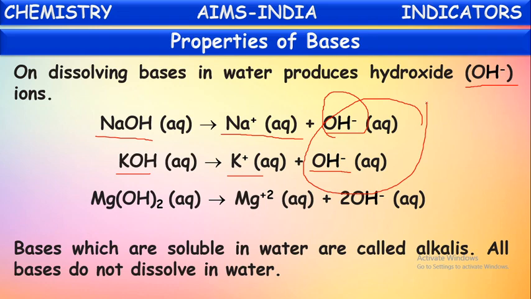So we can conclude that all the bases do not dissolve in water. Very few of them are insoluble in water. Those bases which are soluble in water are called alkalis. So all alkalis are bases, but all bases are not alkalis. This we can conclude from this.